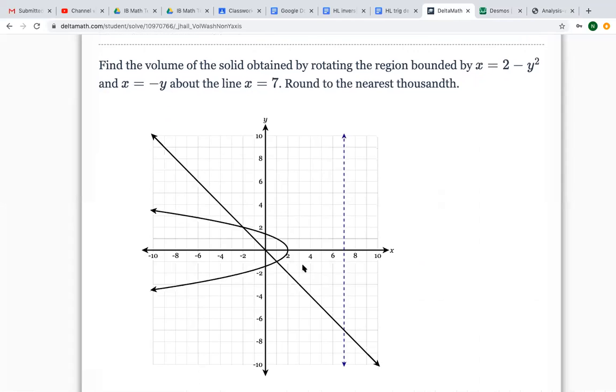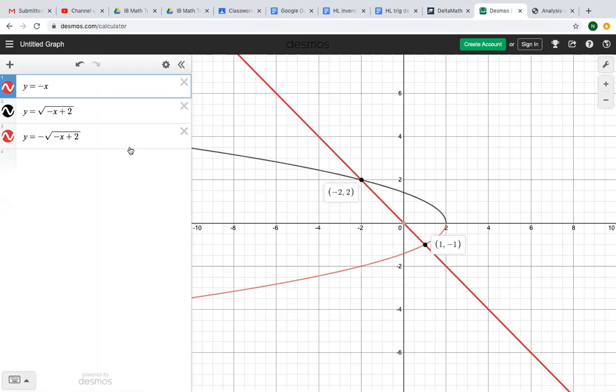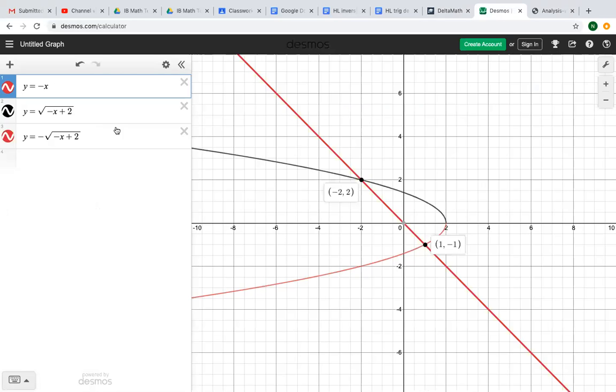Okay, so from there, we need to find our radii, and they give it to us in terms of x, which is already really helpful. Which one is further away from this dotted line in the area that we're looking at? The function negative x, yes, just this function, this straight line. The red line is further away, because the curve is closer.